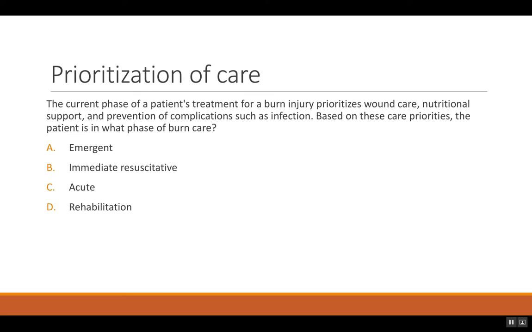Prioritizing the care for this patient. The current phase of a patient's treatment for a burn injury prioritizes wound care, nutritional support, and prevention of complications such as infection. Based on these three priorities, the patient is in what phase? The answer would be C. These are our priorities during the acute phase of a burn.